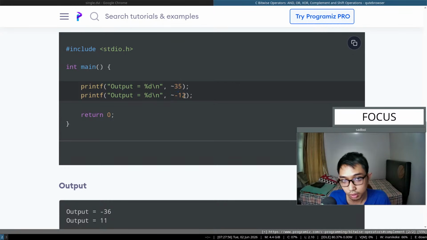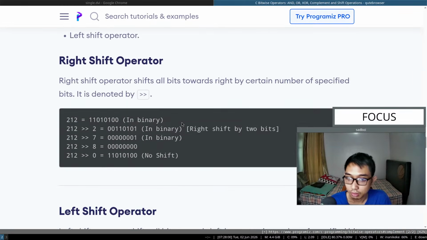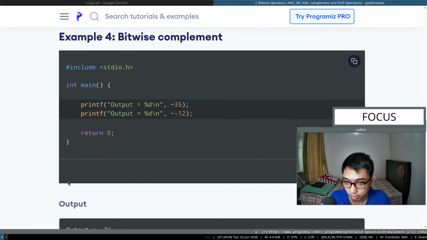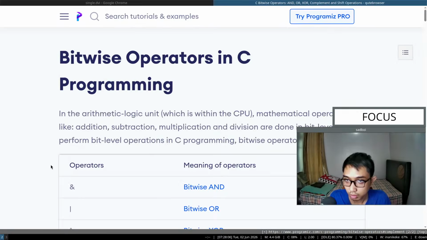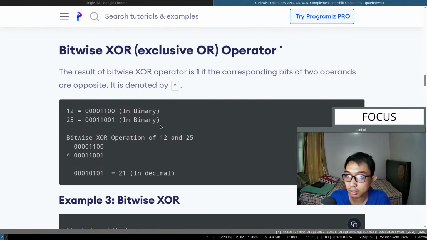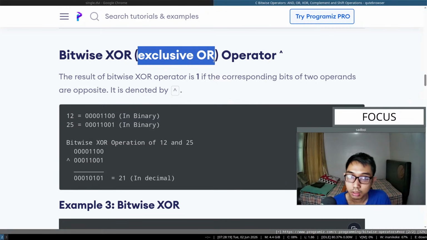Complement negative 12. Okay. A relative operator. Bitwise XOR. Exclusive OR. Okay.